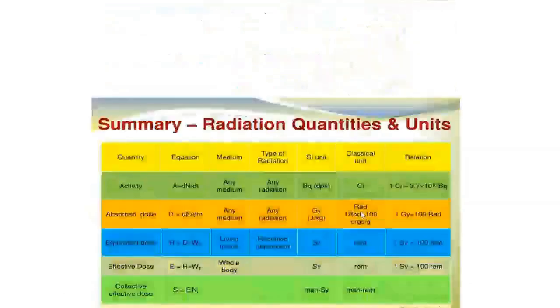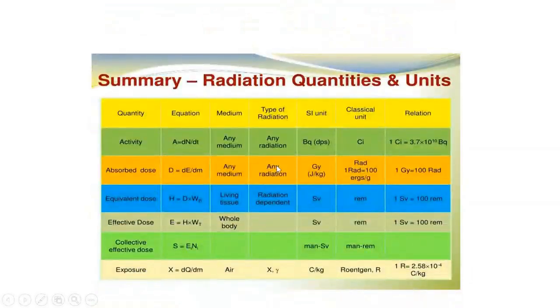This table represents the units for each type of quantity, showing how their equations work. For activity, the SI unit is the becquerel, while the classical unit is the Curie. Here is the relationship between the Curie and the becquerel. The absorbed dose is measured in gray, with the classical unit being rad, where 1 gray equals 100 rad. The equivalent dose is measured in sievert, with the classical unit being rem, and the effective dose is also in sievert, with the classical unit being rem.